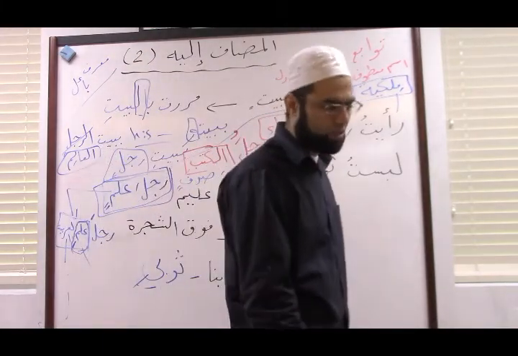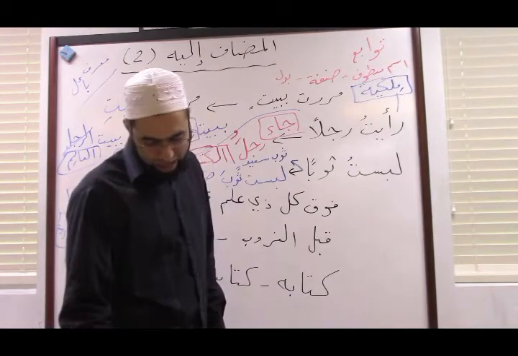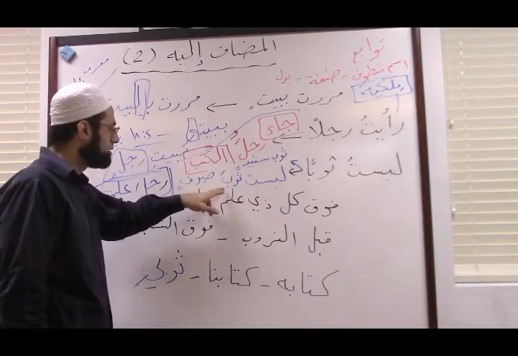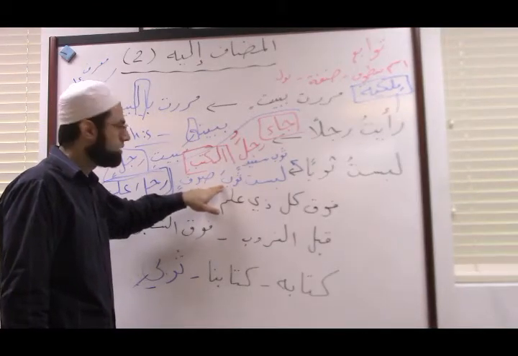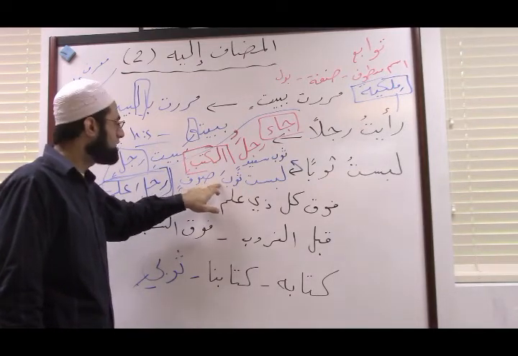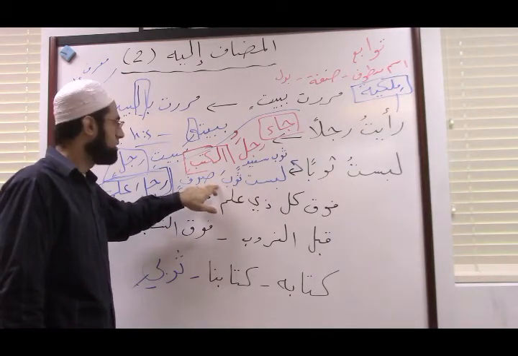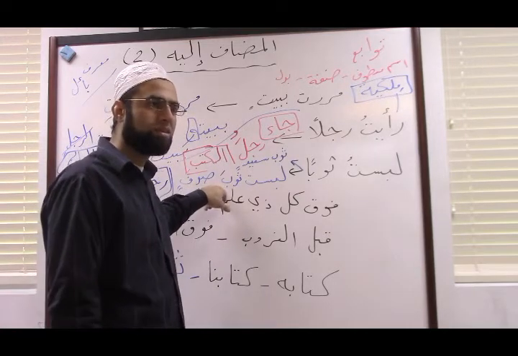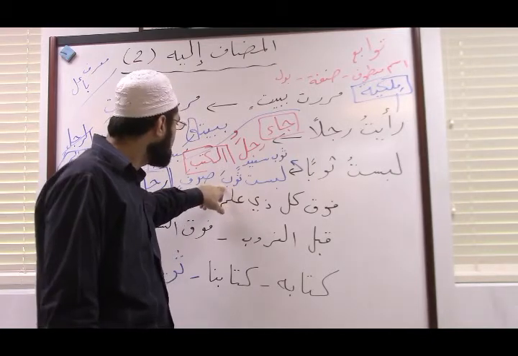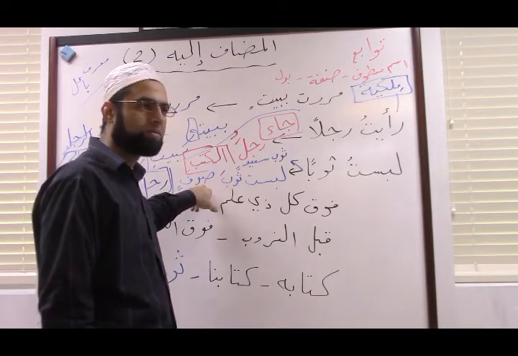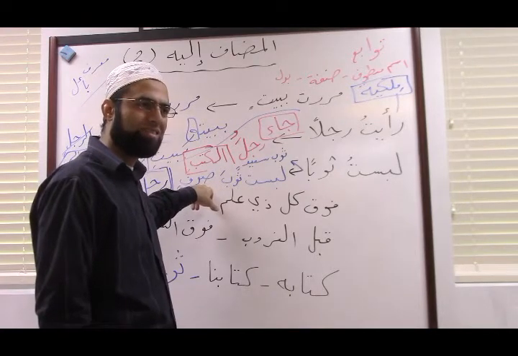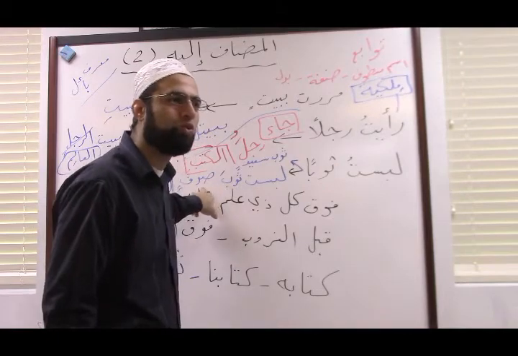This is how it is: ثوب صوف. So now what did I do? Is this a relationship of possession? It's not a possession relationship. A dress of صوف. The thawb is not owned by the wool. It is made of wool.